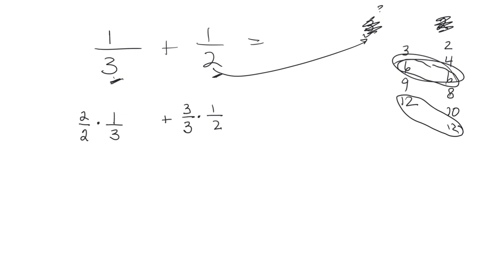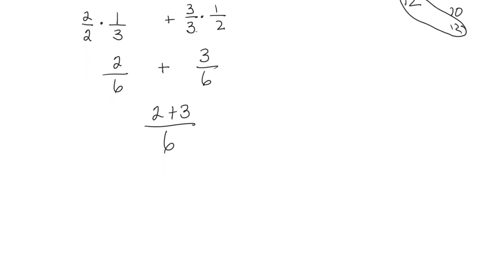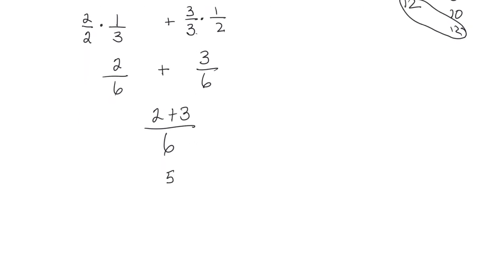And so here, with this first expression, I'd have 2 times 3 is 6 on the bottom, 2 times 1 would be 2 on the top, plus 3 times 2 is 6 on the bottom, 3 times 1 is 3 on the top. Now that I have a common denominator, I can just write one denominator, and then I just have to add the two numbers that are on the top. So 2 plus 3 is 5/6. Let me show you another example.